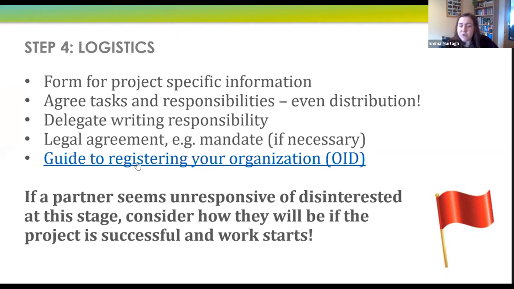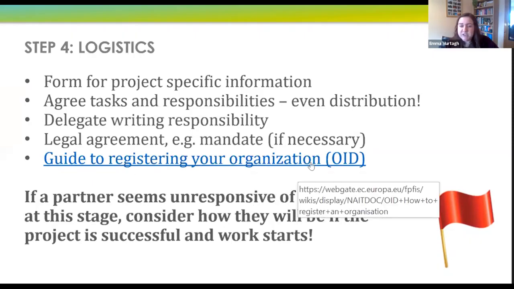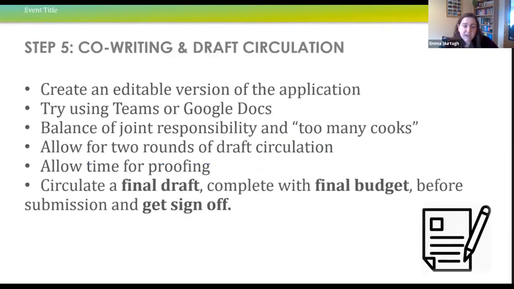And then if they're new partners, a guide for registering your organization. It depends on the program, but if you're participating, you need an OID, an organizational ID number, and this is a hyperlink you can click through and learn how to register your organization to participate in certain programs and apply for certain EU programs with this OID. And as I said, look out early and often for anything that you think might end up being difficult in terms of working with them later.